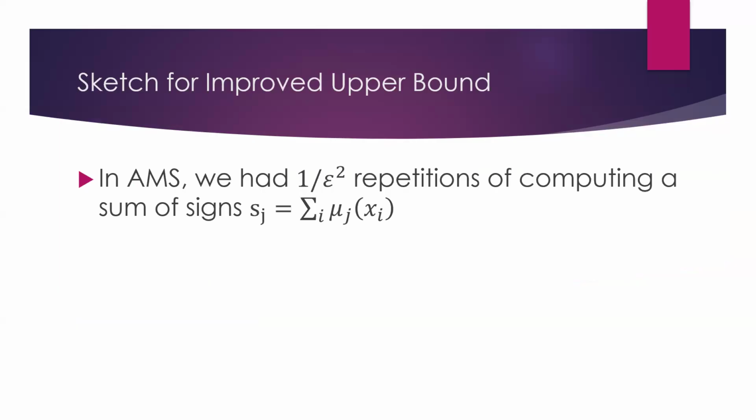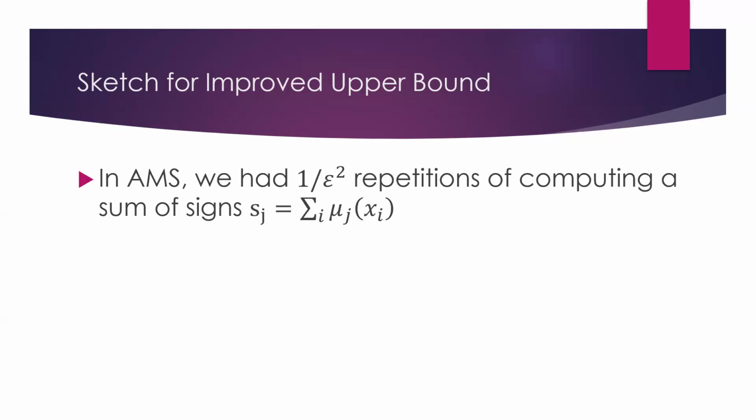So let's remember what was the AMS bound. We had this simple counter thing, and we ran it in parallel 1 over epsilon squared times independently. So all we are going to do is to make those 1 over epsilon squared runs disjoint, meaning that I will have another function that maps each element to one of the 1 over epsilon squared instances.